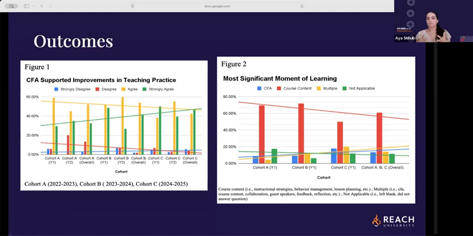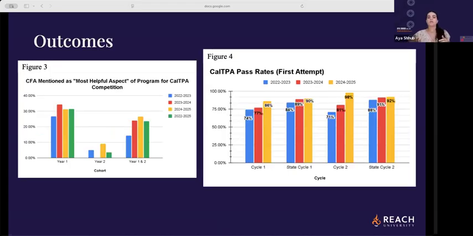And the reason these findings are important is that they suggest improvements made to the course design and the curriculum along with the CIFA each year through this data-driven approach really made a positive impact across various aspects of candidate learning. In figure 3, the survey data also showed that there was a 16.59% increase between candidates who strongly agreed that the course curriculum prepared them for CalTPA completion from year 1, so cohort A and cohort C.